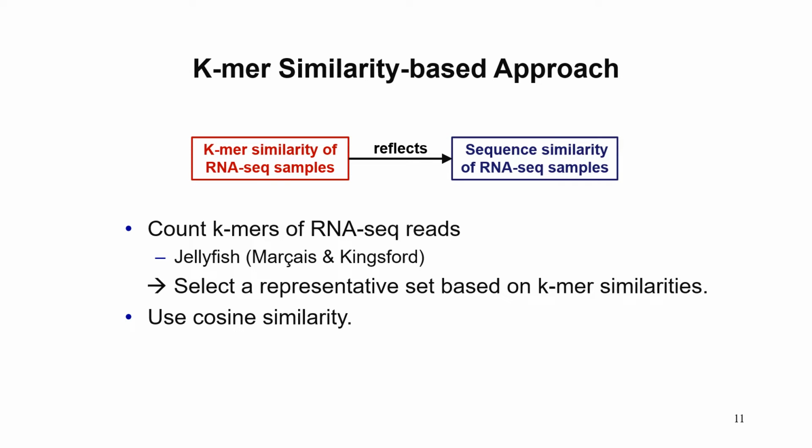Since the frequency of K-Mers can be used as a signature of the underlying sequence, the similarity between K-Mer distributions of RNA-seq samples reflects their sequence similarity. Thus, K-Mer similarity is a reasonable approach for measuring the distance between samples. So by counting the K-Mers of RNA-seq reads using jellyfish, we select a representative set based on the K-Mer similarities between samples. We use cosine similarity as the K-Mer similarity measure, as K-Mer vectors have similar aspects to TF-IDF vectors, and cosine similarity is a good measure for K-Mer-based metagenome comparisons.